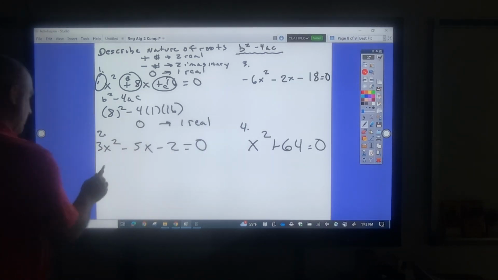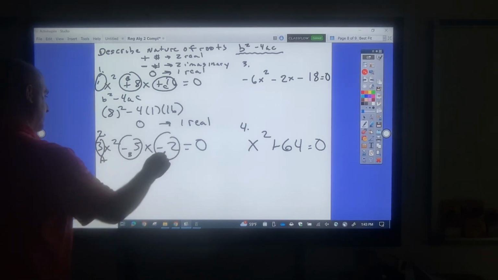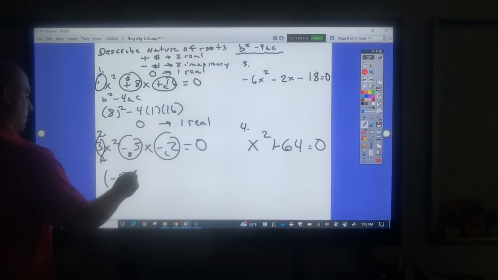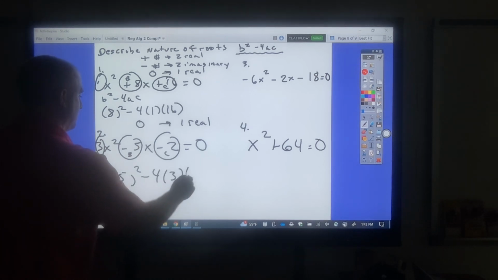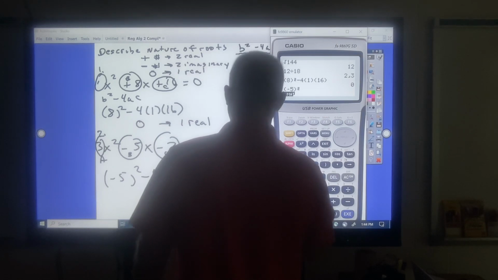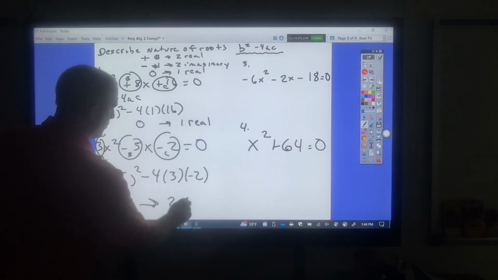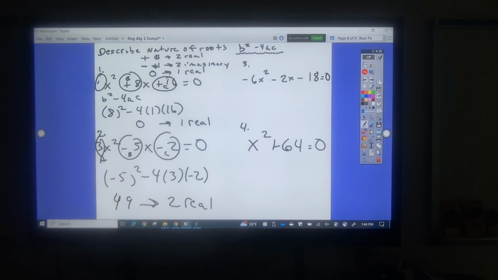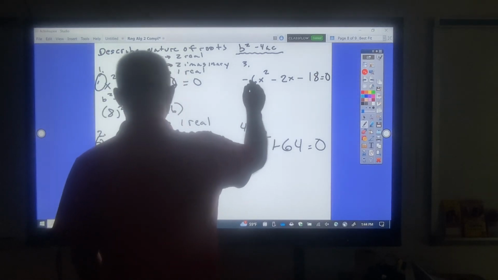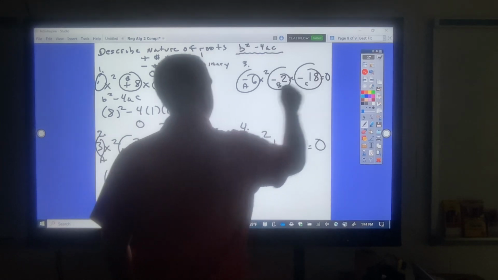Okay? Number 2. Here's my a. Here's my b. Here's my c. So negative 5 squared minus 4 times 3 times negative 2. I got 49. So what does that mean? 2 real.